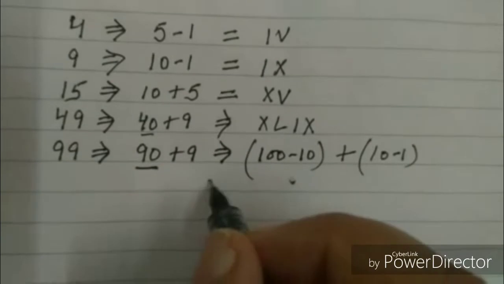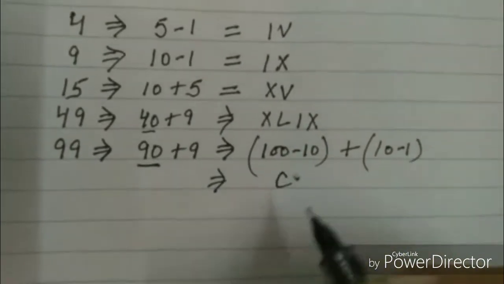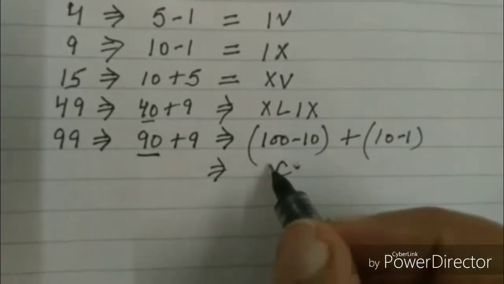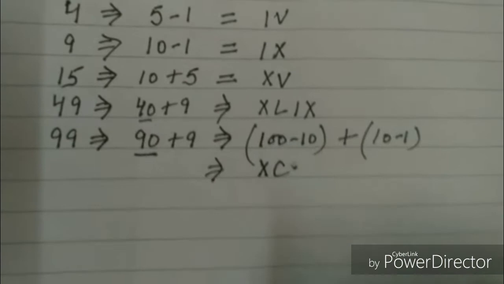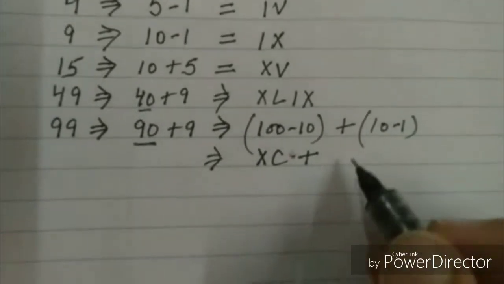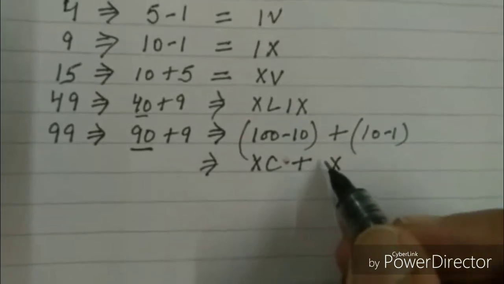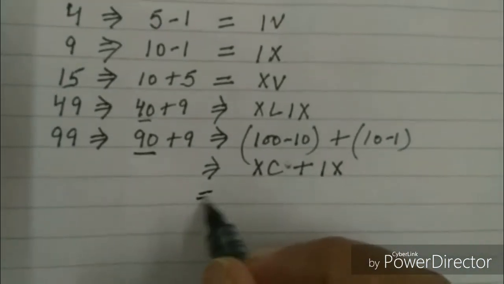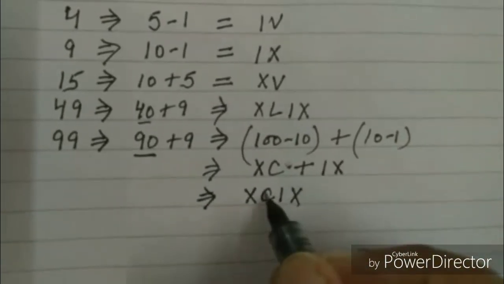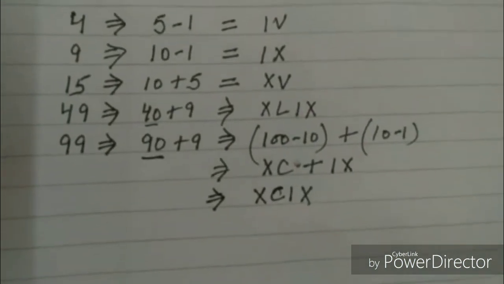Very simple. So first of all we will write 100. 100 is C. And minus 10 means we have to write X on the left side. Now 10 minus 1. First we will write 10. Minus 1 means 1 will come at the left side. That means I. And it will become XCIX. So simple, no? It is number 99.